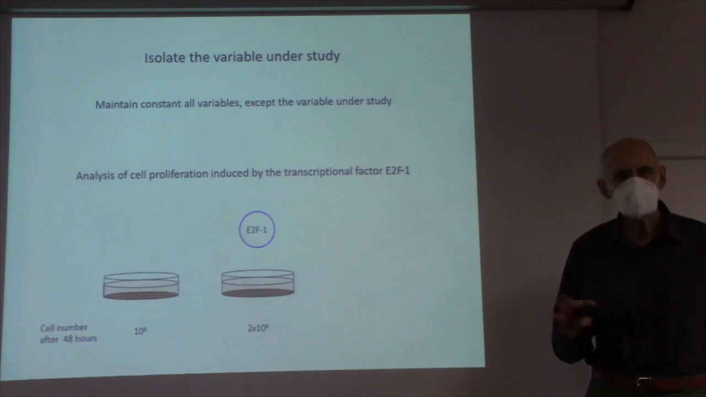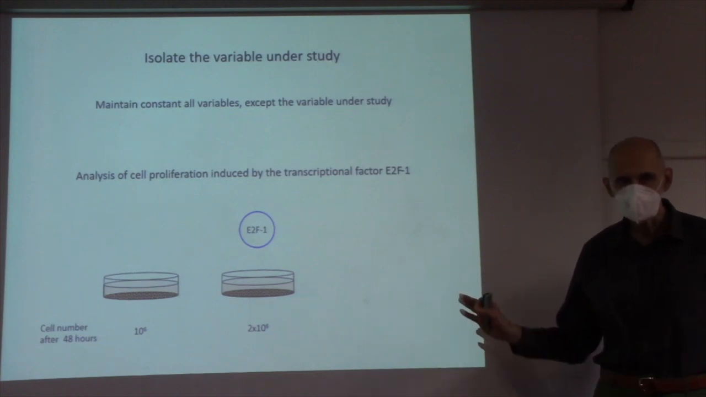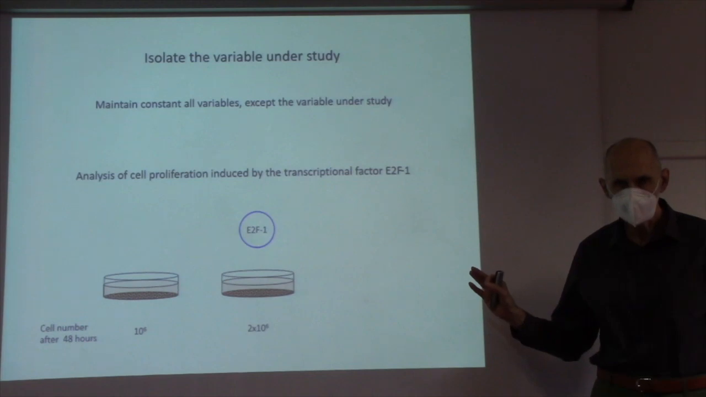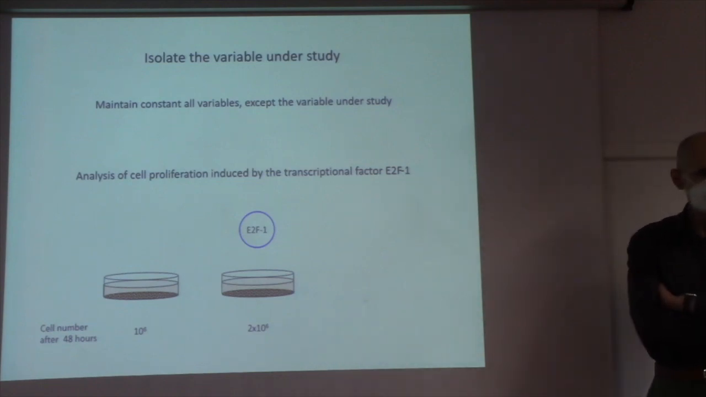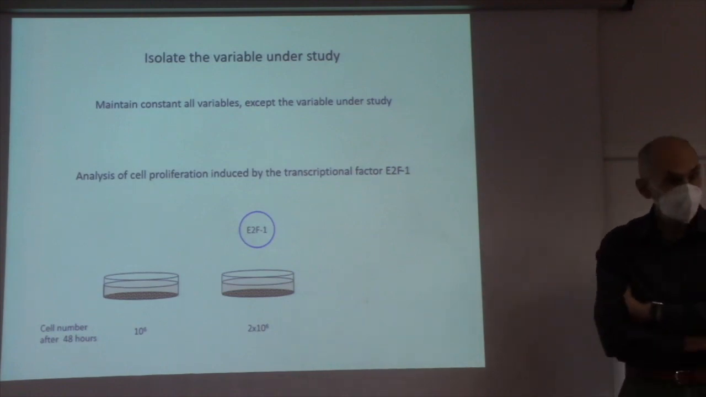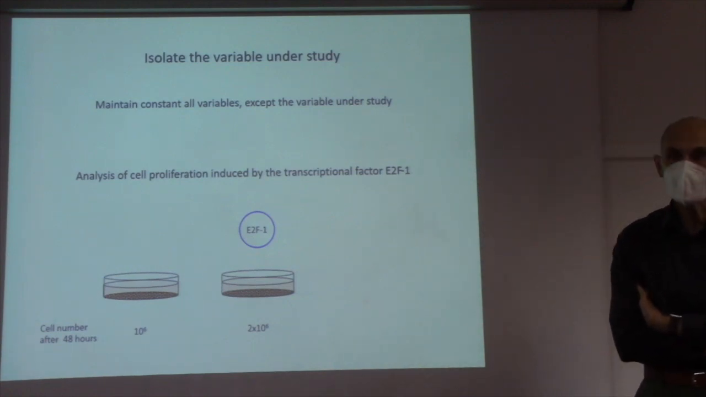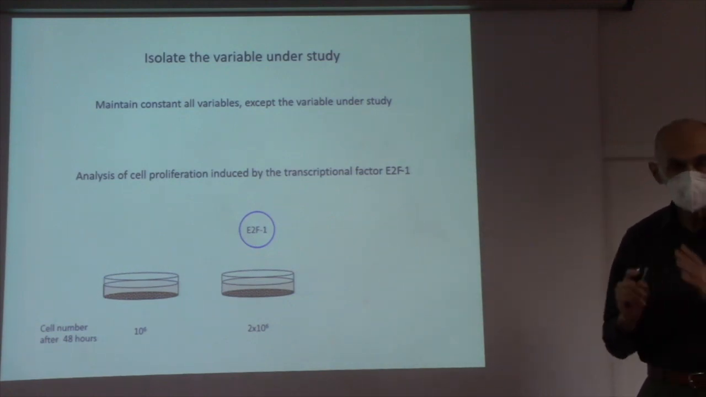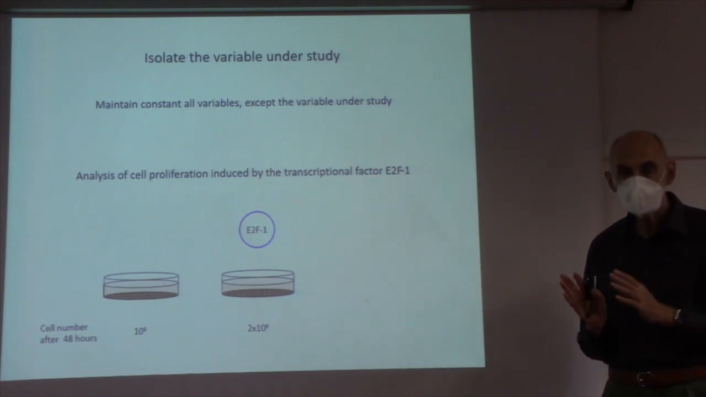Correct. Are we satisfied with this experiment? The question is, have we really isolated the variable of interest? And so the first question is, what is the variable of interest? What is the independent variable? Pretty easy. It's in the question. E2F1. E2F1 is the variable of interest. And so we want to isolate E2F1. Make sure that it is the only difference between the two dishes in the beginning of the experiment.